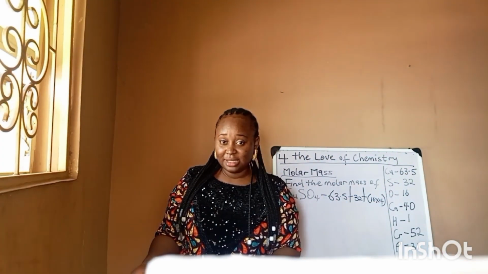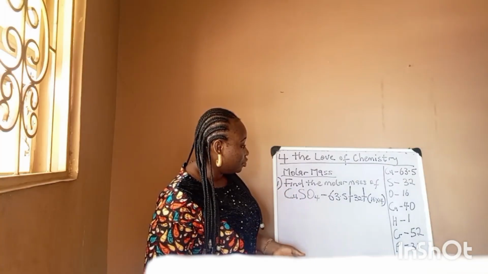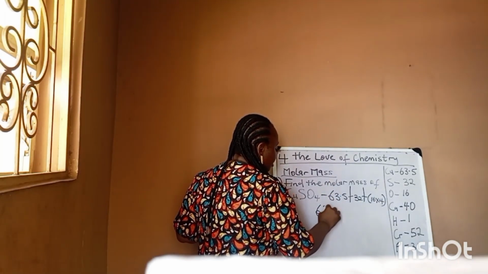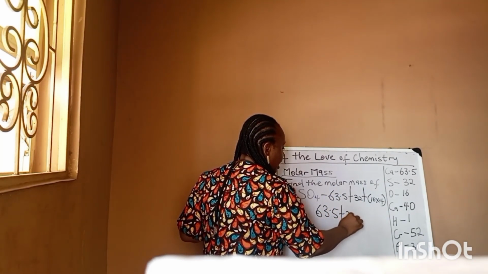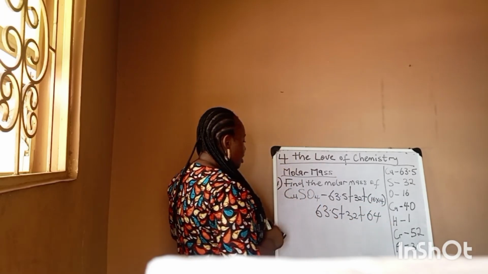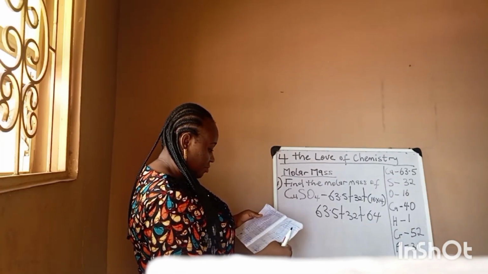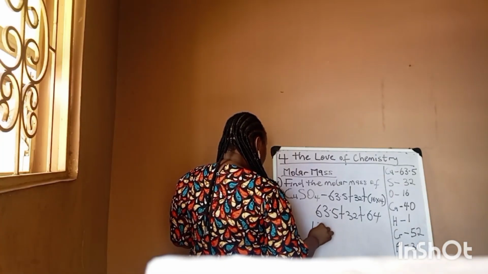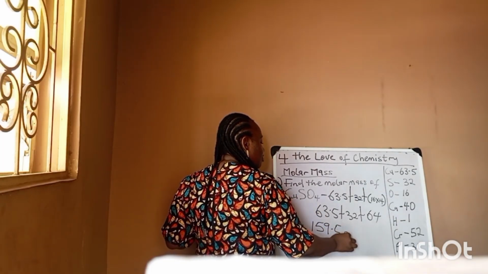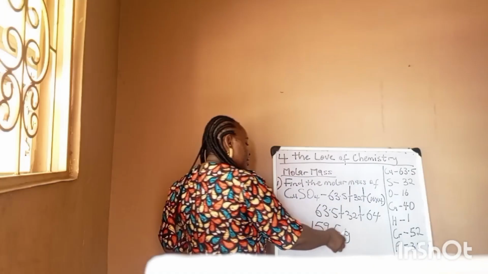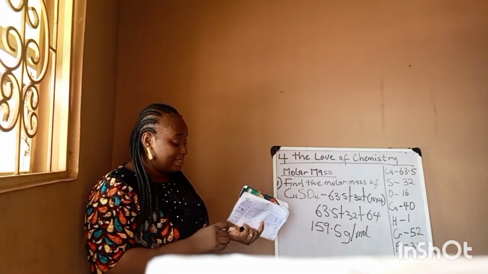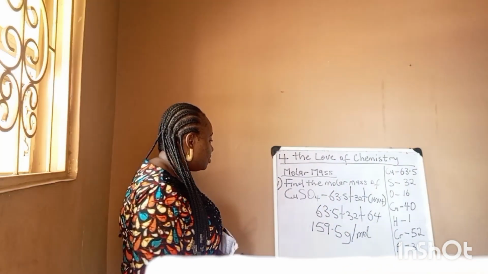And remember your maths in primary and early secondary school, you always do multiplication first before addition and subtraction. So 63.5 plus 32 plus, this time, 64. And when you add that together, I don't have my calculator here, you have 159.5. Yes, this is in grams, but it is gram per mole. This is the mass in grams for 1 mole of this substance. So the unit is gram per mole. I hope that makes sense.